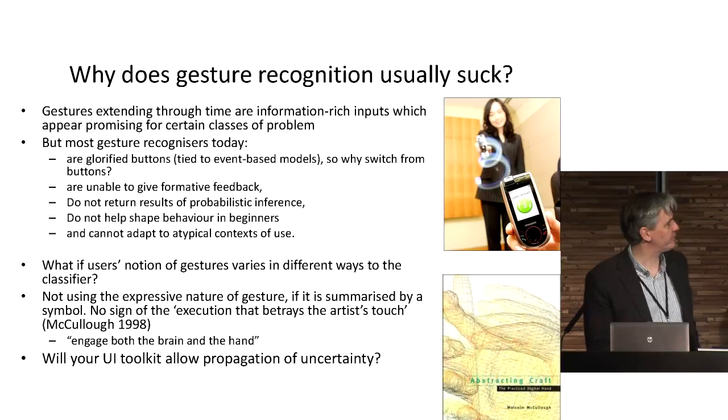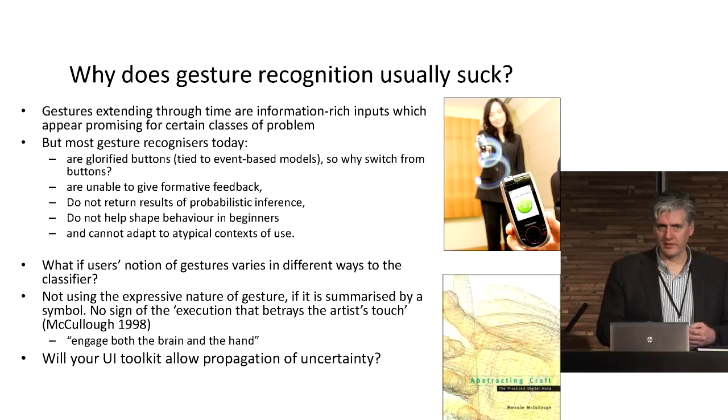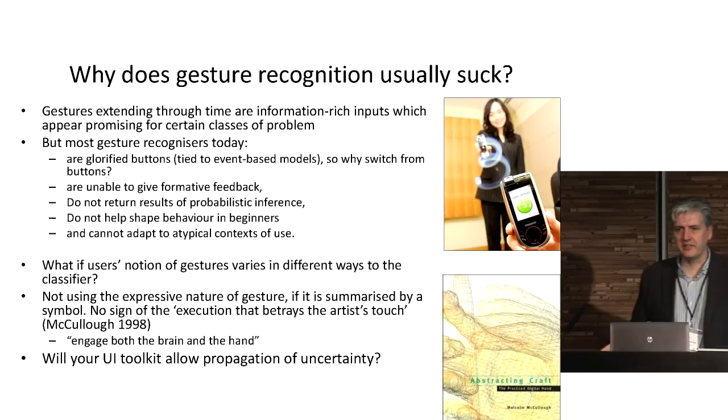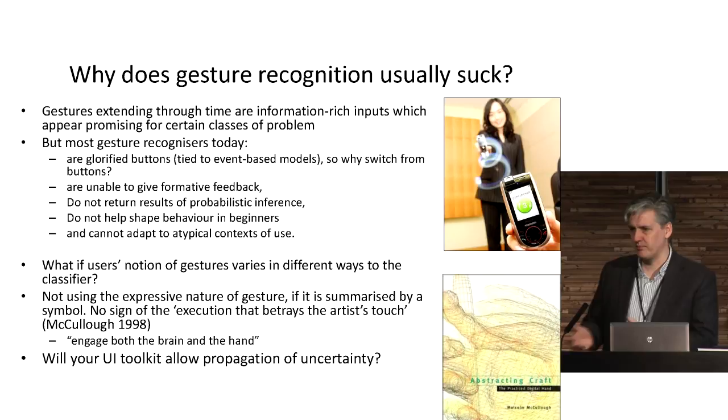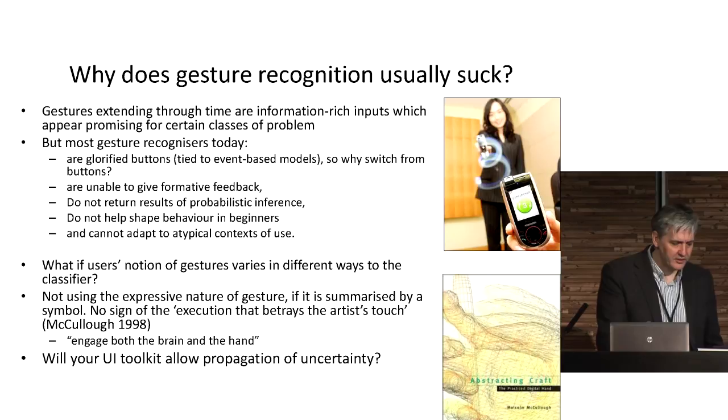But the problem was the early systems didn't give you any formative feedback, so as you're generating the gesture, you weren't getting any sort of feedback. You'd do something, and then at the end it would say recognized or not recognized. They often didn't pass on their uncertainty to other layers in the system, and that's going back to a problem in computing science. Information hiding is seen as a good thing, where you encapsulate complexity in one part of a system and you don't propagate it further, but in probabilistic reasoning, you have to do that if you want sensible decisions made later on.